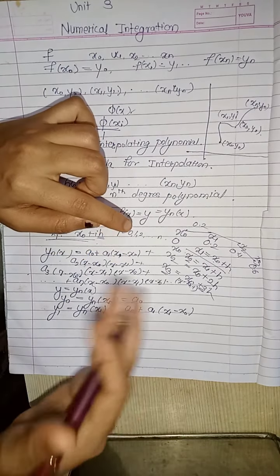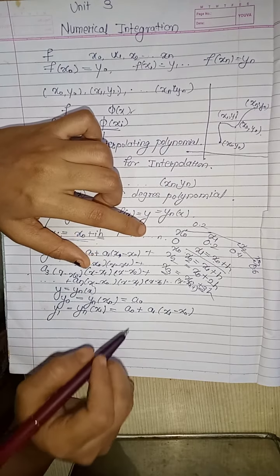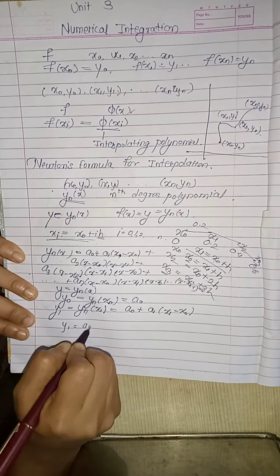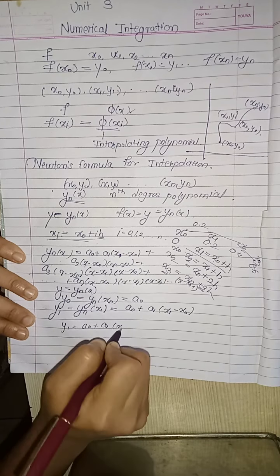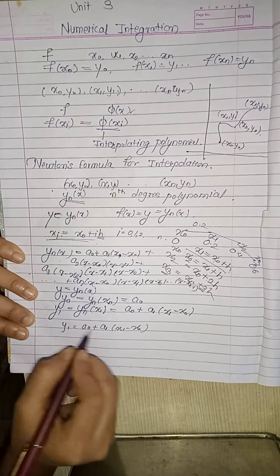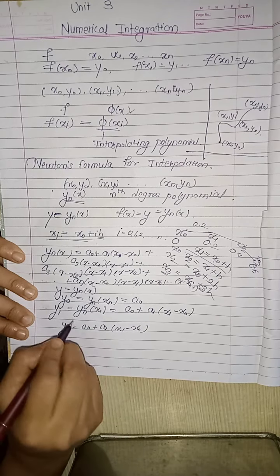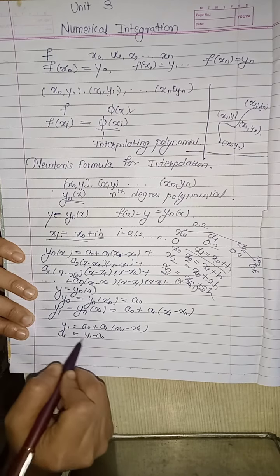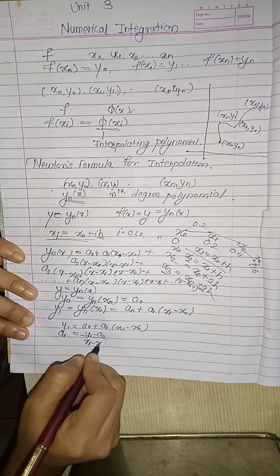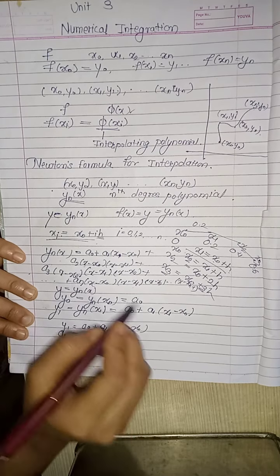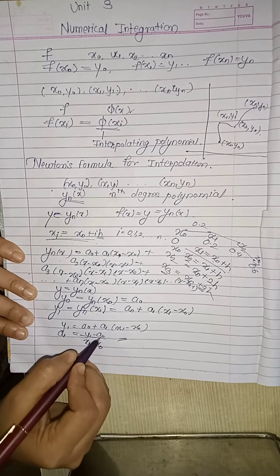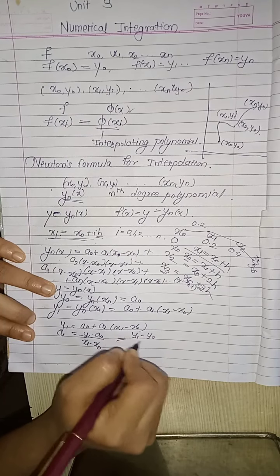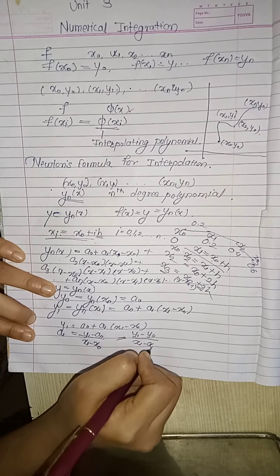So this will get cancelled out. So now finally you will have y1 equals a0 plus a1 into x1 minus x0. So keeping a1 on one side, shifting a0 across, you will get a1 equals y1 minus a0 upon x1 minus x0. Now if you consider a0 equals y0, then you will have y1 minus y0 upon x1 minus x0.